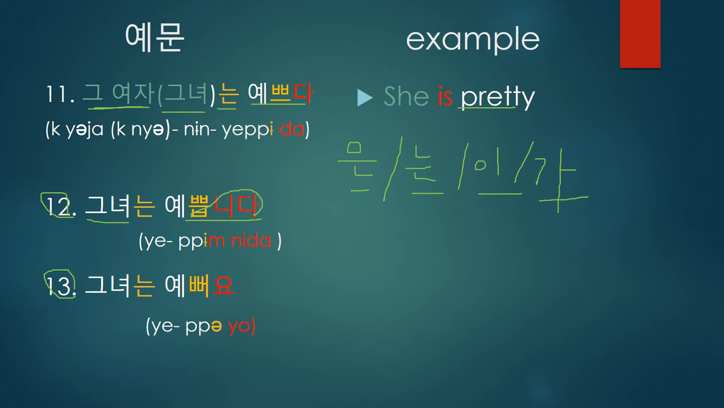And number 13. 그녀는, she is, 그녀는 예뻐요. Pretty. She is pretty. This phrase is used between friends and people who know each other well. Between close acquaintance.